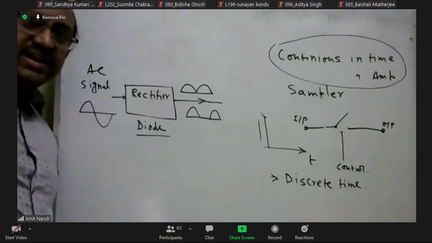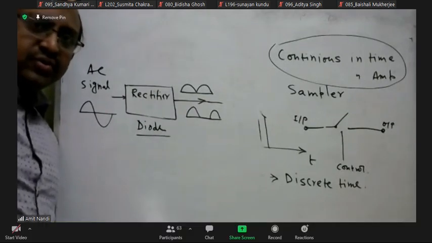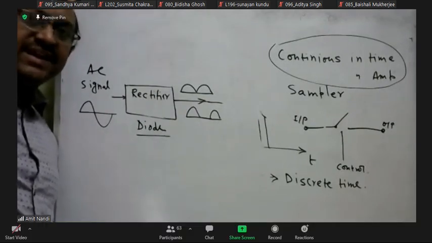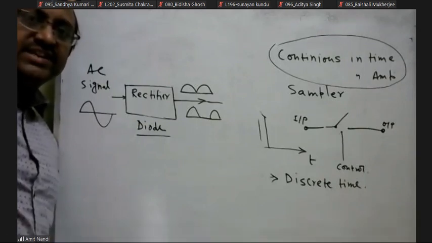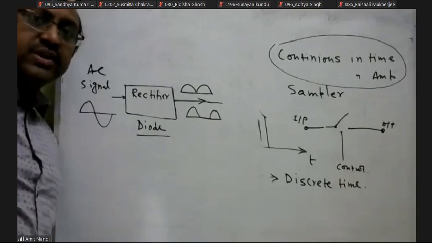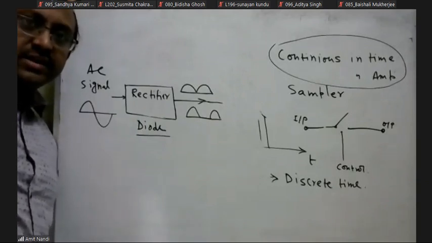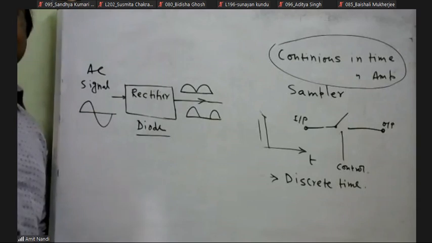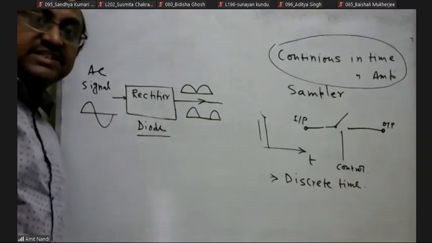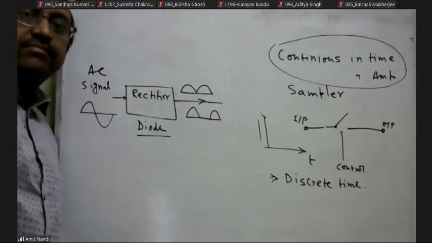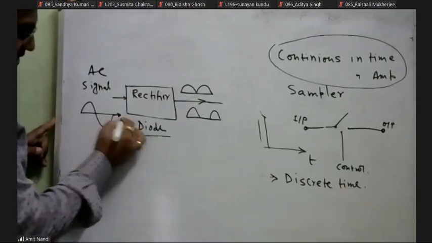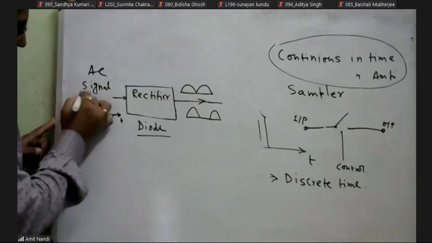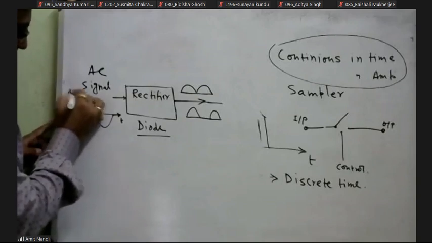Frequency and time, that is basically interrelated, right? So we can say that the amplitude of the signal can change with time. That is not fixed. That is not constant. But in case of DC signal, the amplitude of the signal is constant with respect to time. So here, if the time changes, then the amplitude of the signal also changes.